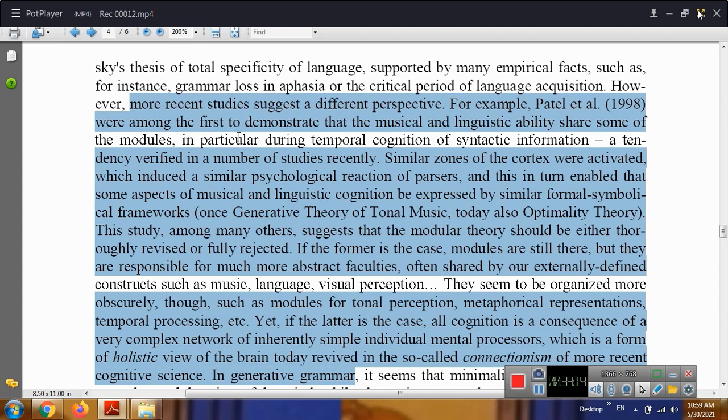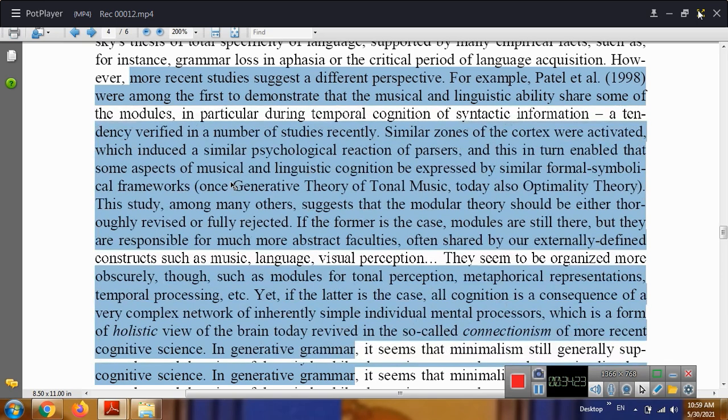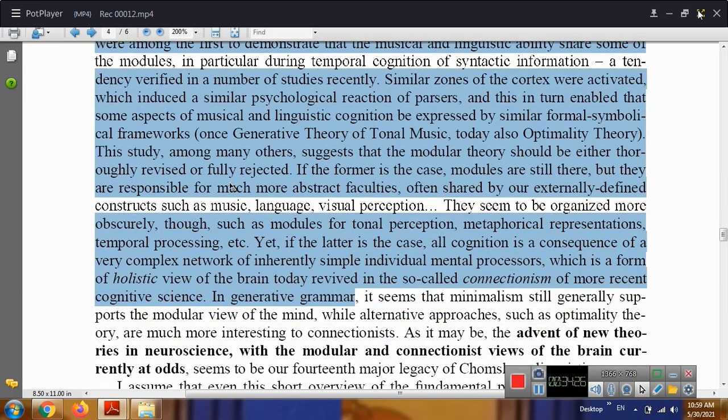Were among the first to demonstrate that the musical and linguistic ability share some of the modules, in particular during temporal cognition of the syntactic information. A tendency verified in a number of studies recently, similar zones of the cortex were activated, which induce a similar psychological reaction to parsers. And this in turn enabled that some aspects of musical and linguistic cognition be expressed by a similar formal symbolical framework.